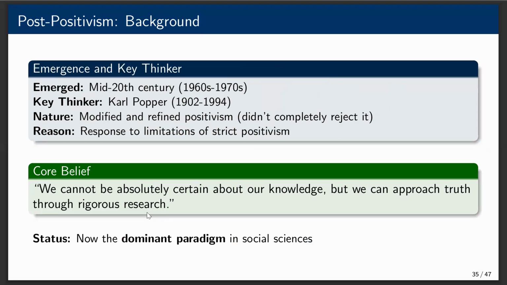Then post-positivism. Regarding the background, who was the main thinker? It emerged in the mid 20th century. The key thinker is Karl Popper. It is a modified and refined positivism; it didn't completely reject it. The reason is a response to the limitations of strict positivism. The core belief is that we cannot be absolutely certain about our knowledge, but we can approach the truth through rigorous search. Now it is one of the dominant paradigms in the social sciences.